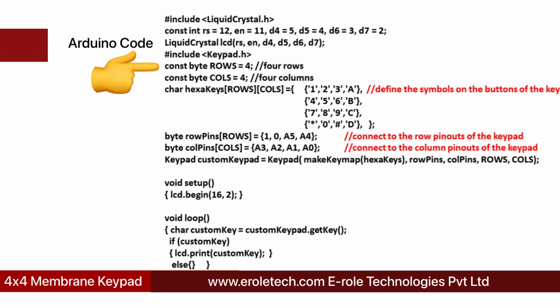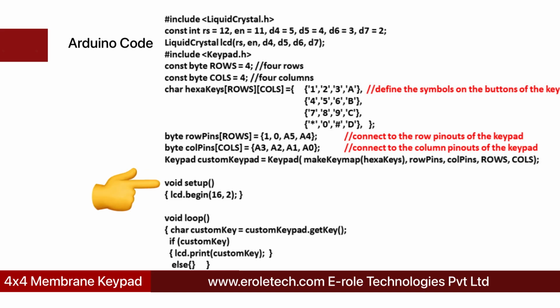Now we have declared 2 variables. One is rows, and the second one is columns. We have given value 4 to both the variables, because we are using a 4x4 keypad. Now we have declared a 4x4 2D array, hexaKeys, and given the name to each array location. Now we have declared 2 arrays, rowPins and colPins. Each array has 4 locations. In these arrays, we have declared which pin of Arduino is connected with the row pin of the keypad, and which pin of Arduino is connected with the column pin of the keypad. This line will take the values of variables from the previously defined values.